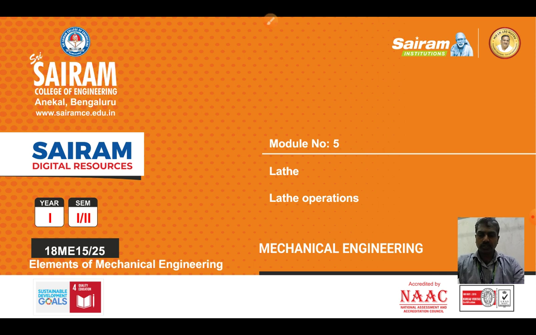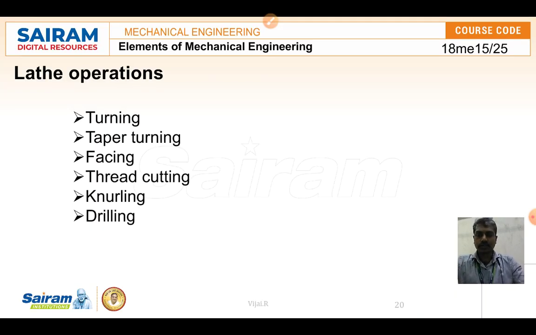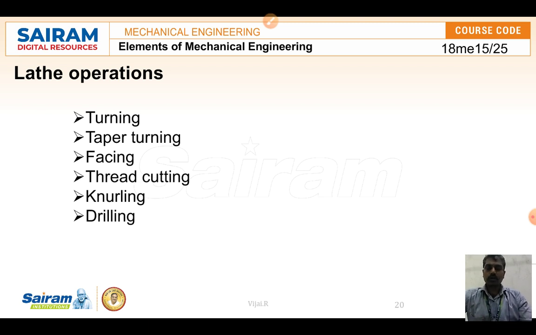So manufacturing process is the one which is used for the removal of materials, and it will be used for making different components. So lathe is one of the machine tools which is run by electrical power, and it will be used for the removal of material and for the production of components. The lathe operations we are going to see are turning, taper turning, facing, thread cutting, knurling, drilling. These different operations are used for the production of the components.